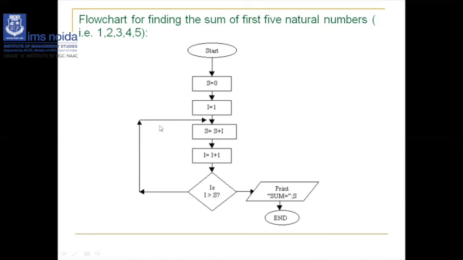If yes, it will add here. It means the value of I is now 1, then the value of I is 2, and the sum is 1. So it will continue till the condition becomes false and will display the sum over here.